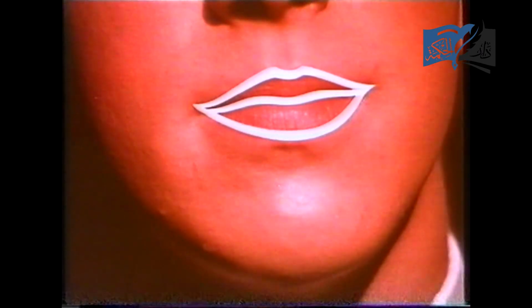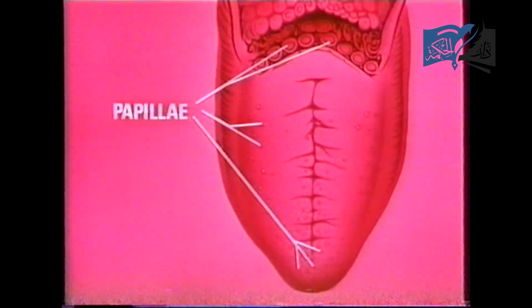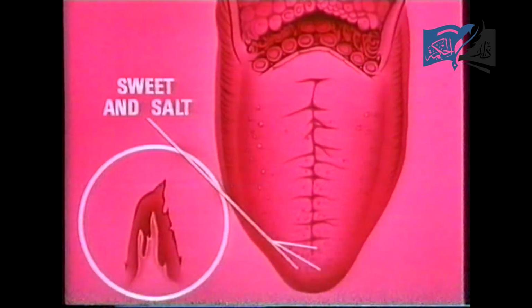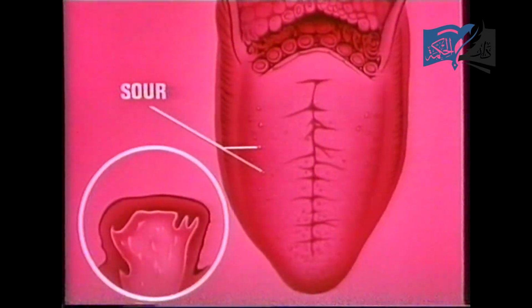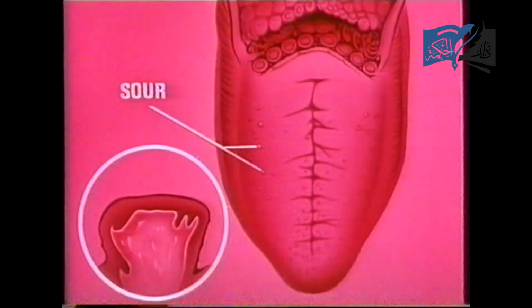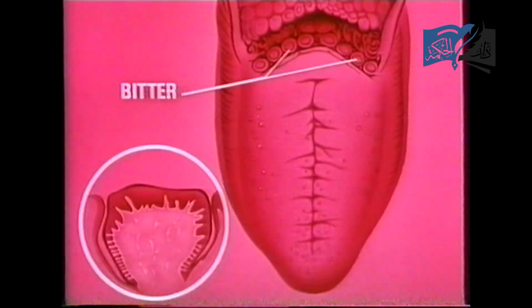The receptors which react to taste stimuli are found throughout what physiologists call the oral cavity, or more simply, the mouth and throat. These tiny organs, taste buds, are most concentrated on the surface of the tongue, where they are embedded in tiny projections called papillae. All papillae in this area of the tongue contain taste buds receptive to sweet and salt tastes. In this area, the papillae contain taste buds receptive to sour tastes. And back in this area, the papillae contain taste buds receptive to bitter tastes.